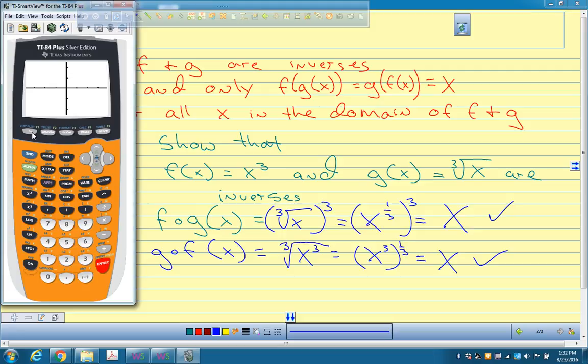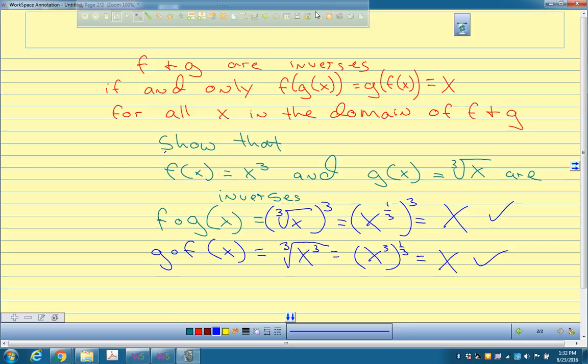If I graph this line, y equals x, what do I notice? Do you guys remember this from last year? This is the line y equals x. What's true about this curve here and this curve there? They're reflections over the line y equals x. So inverses in general are reflections over the line y equals x.